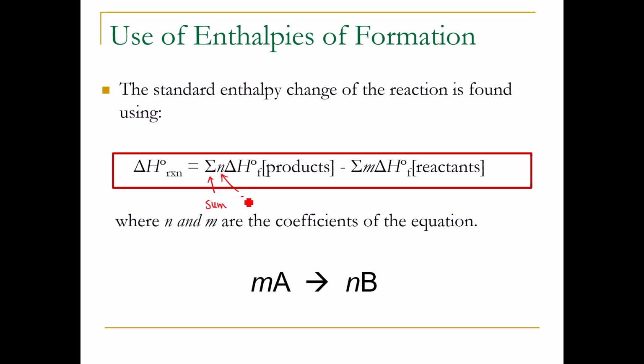So N is a coefficient of delta H of formation values at standard conditions for all of my products, minus, okay, here's my summation again. M is my coefficients for all of my delta H values, standard state conditions for heats of formation, for reactants. Alright, so we're still doing products minus reactants. We're using the coefficients to multiply by our values. We're adding up all the products, and we're going to subtract from that all the reactants.